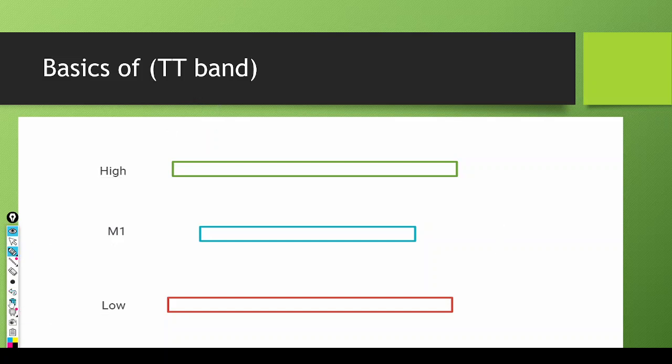For this video, just make sure to understand the basics of the TT band. What is included in this: high, low, and M1. These are the three data points included. In the next video I'll discuss this band more, and as this playlist goes on, I'll also explain with charts in between the playlist videos. You can go ahead and watch all those videos.